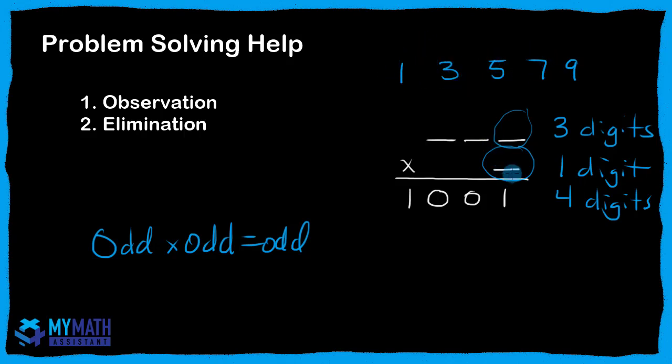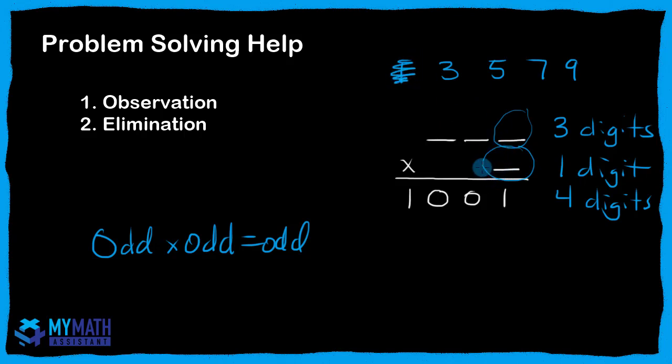Well, if I take the number 1 and I put it here, I can see that won't work because if I take a 3-digit number and multiply it by 1, I would expect to get a 3-digit number down here because multiplying by 1 doesn't change the value of this number right here. So I can eliminate that right off the bat. This can't be the number 1.